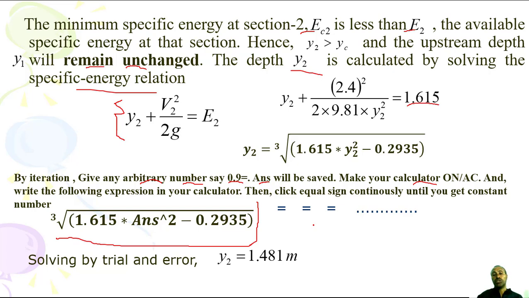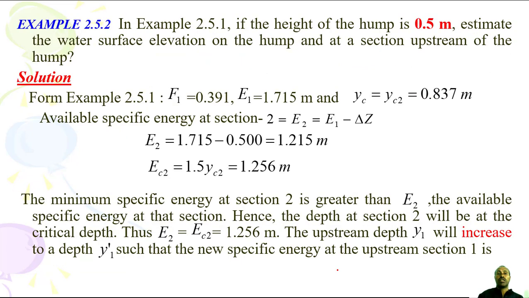The number of iterations depends on the initial guess. You give an arbitrary number, maybe according to Y2 depths, larger than 1. So this is Y2, 1.481 meters. This is the second depth.